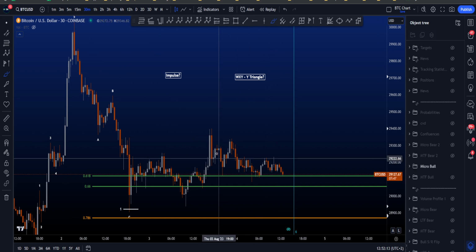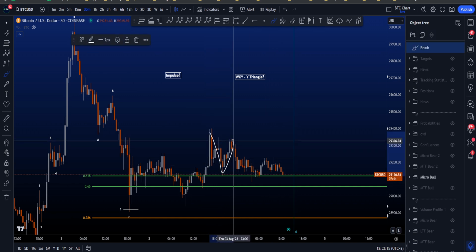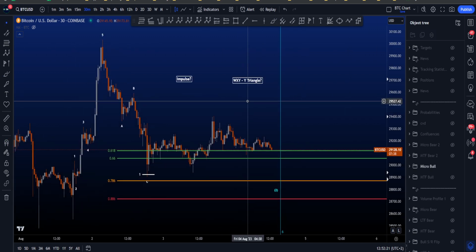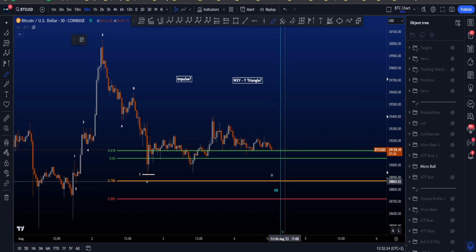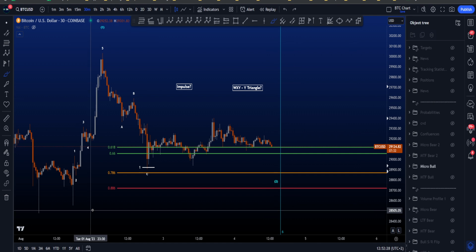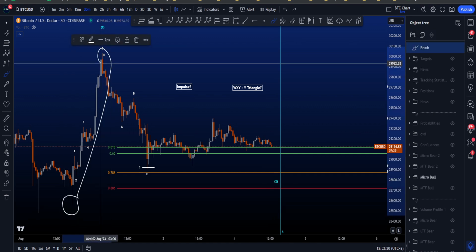But a triangle doesn't work, because if this is a triangle, we have an A, B, C, and C going below A is not allowed. That invalidates a triangle right there. So that doesn't really work. And also, if we are still looking for a wave 2 in this scenario, we are approaching the 6 fib time taken from the low to the high of wave 1.